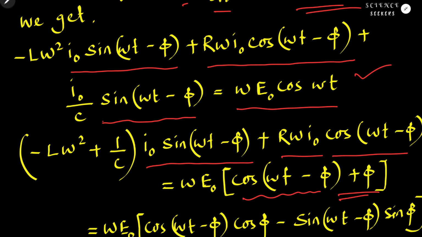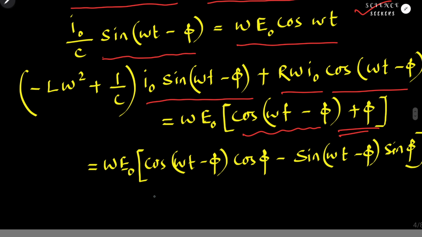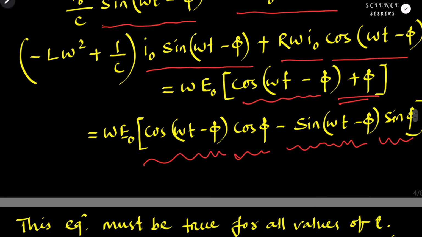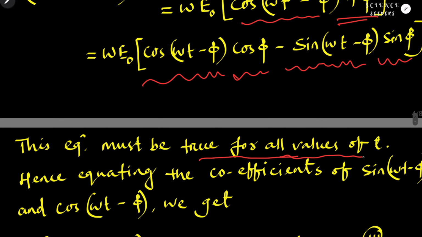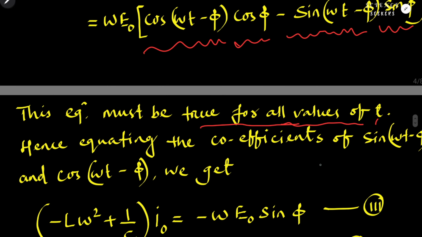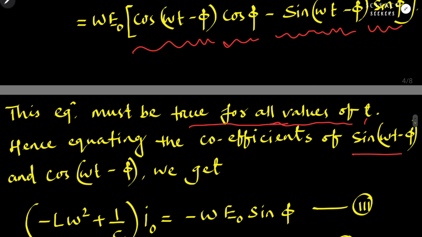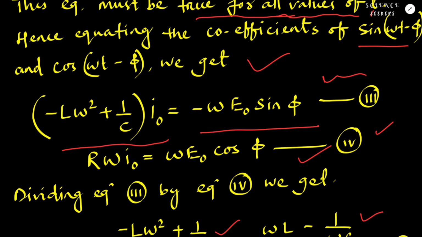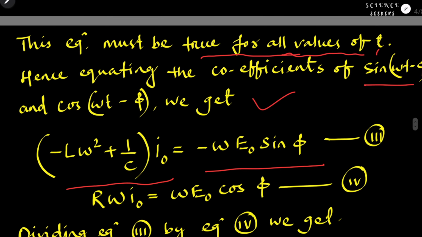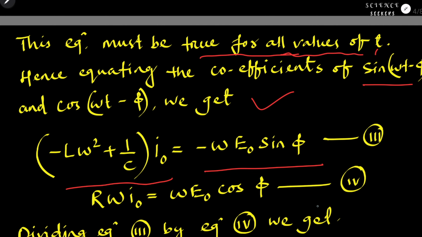When we add minus phi and plus phi, nothing changes in the equation. So the right hand side will be omega E naught cos omega t minus phi into cos phi minus sin omega t minus phi into sin phi, because of the cos a minus b formula. The equation must be true for all values of t. Hence, equating the coefficients of sin omega t minus phi and cos omega t minus phi, we get minus L omega square plus 1 by C into I naught is equal to minus omega E naught sin phi, that is equation 3, and R omega I naught is equal to omega E naught cos phi, that is equation 4.